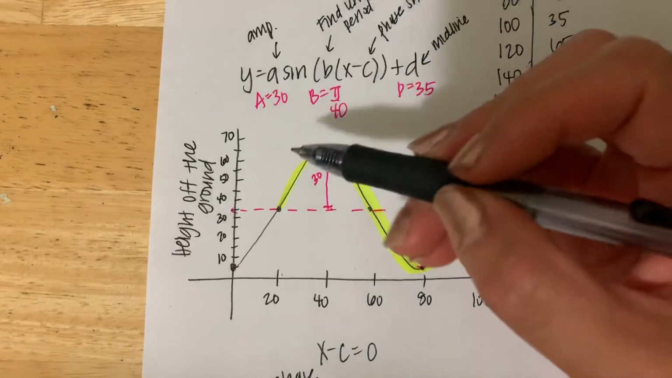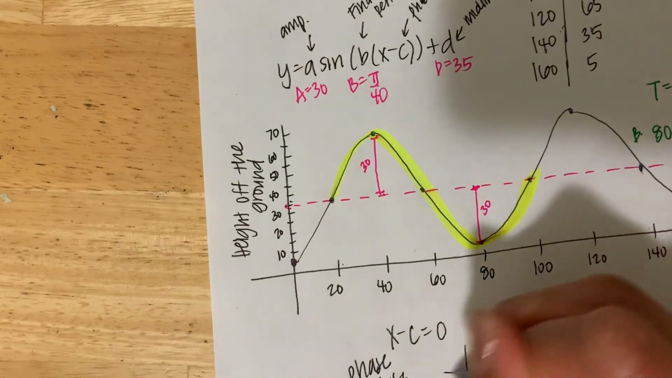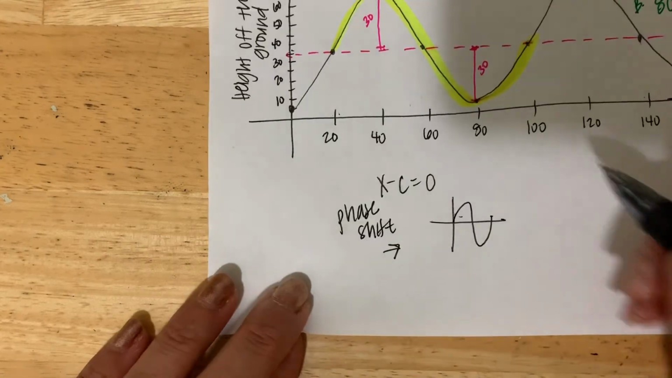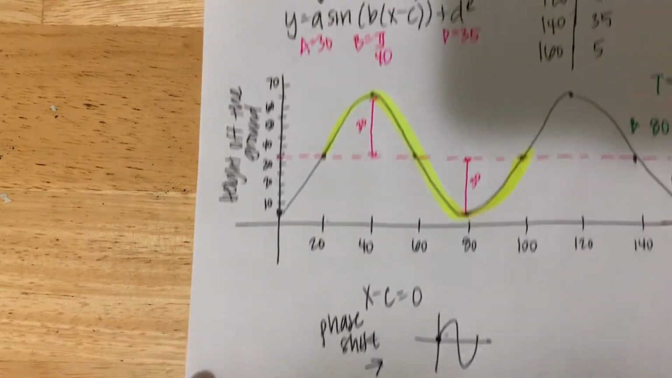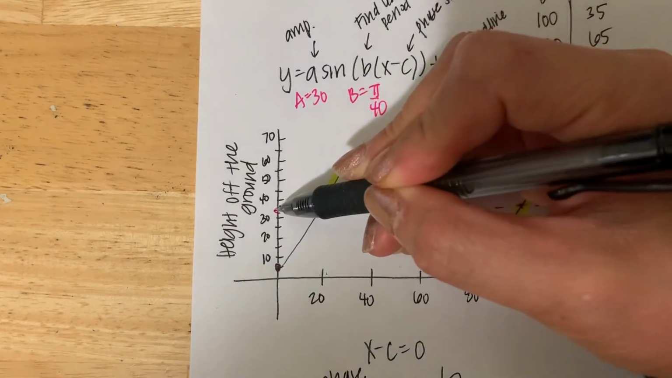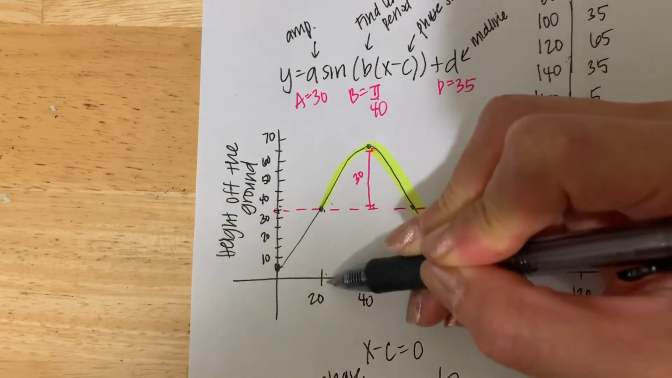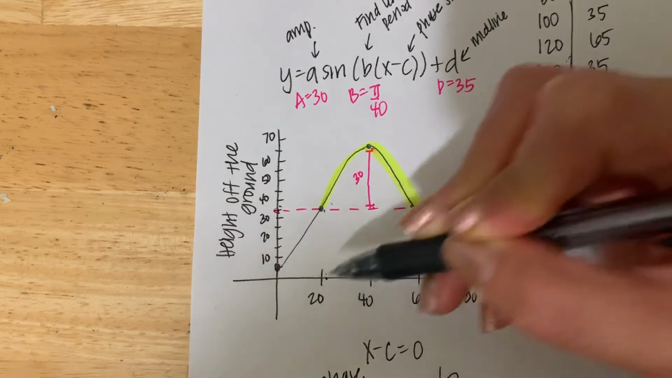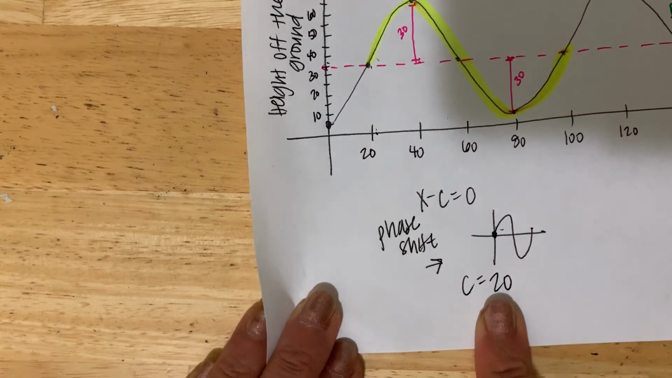And if you look here, typically our sine graph starts like this, right? It starts at 0, 0, or it starts on the y-axis. So if you look here, it doesn't start on the y-axis, but it's shifted to the right, and we see that the phase shift is 20. So because it is to the right, it has to be positive, so that means c equals 20.